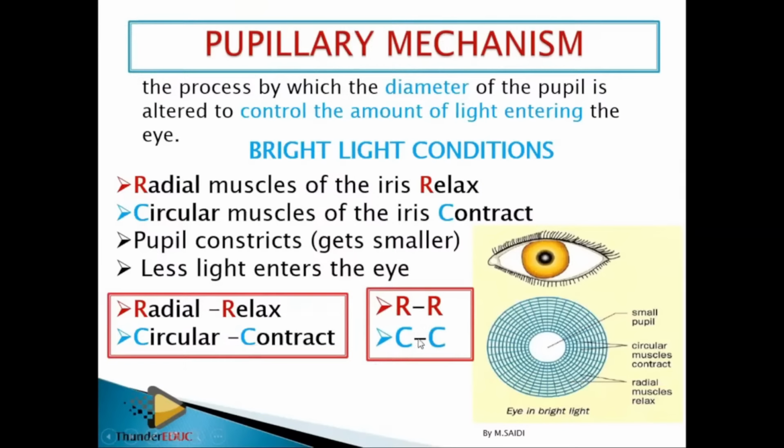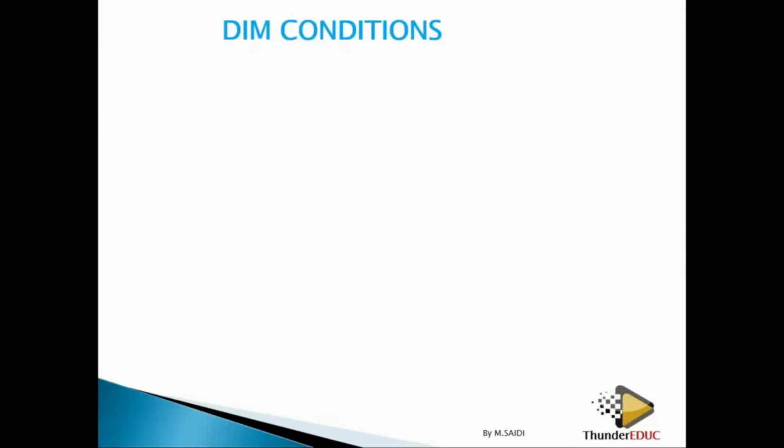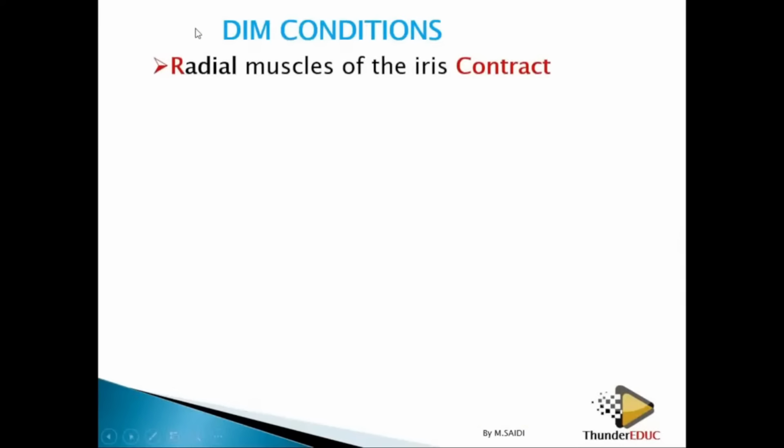Radial muscles relax, circular muscles contract. The diameter of the pupil reduces and then less light enters the eye. Simple. That is bright light. What about dim light? In dim light or dim conditions, what happens? The radial muscles will contract and then the circular muscles will relax. It's just the opposite of the other one.